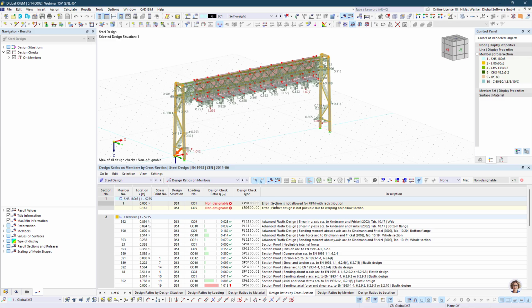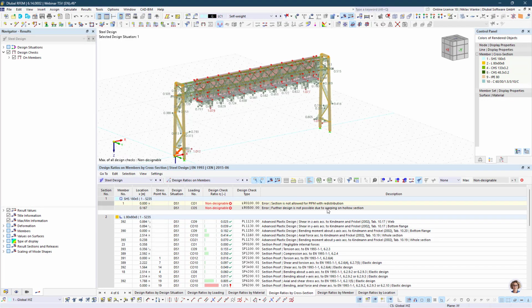The design check says, okay, the section is not allowed for PIFM with redistribution, so we have to switch the method. Here it also says that we have a problem with the warping on a hollow section, so this is not allowed for the design because it's a hollow section. I tested it before and I know that the amount of the warping torsion, so we can increase the limit so that the warping will be ignored for the hollow section and then the design will be performed without any error.